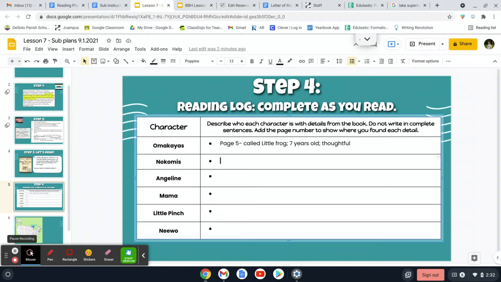Okay, if there's anything else you need to add about Nokomis or Omakayas from 7, go ahead and do that now.